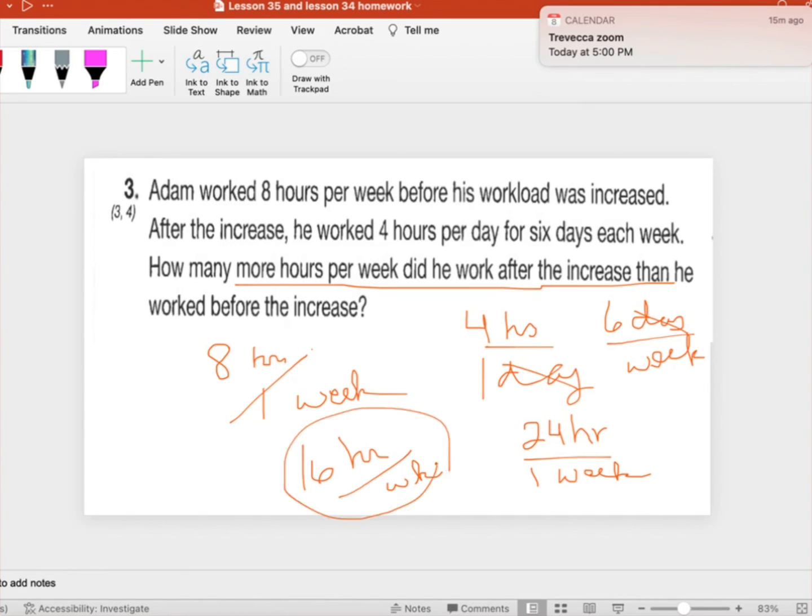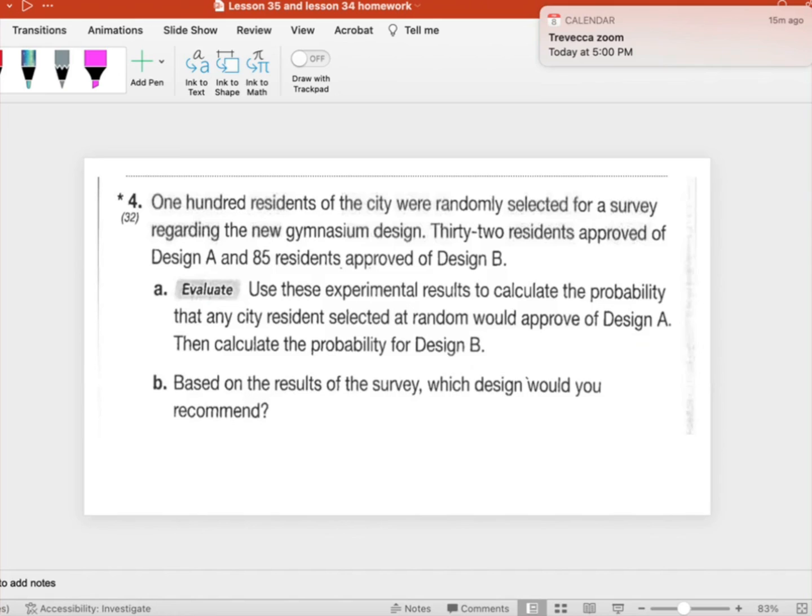Okay, so that's the answer to that one. Number 4, 100 residents of the city were randomly selected for a survey regarding the new gymnasium design. 32 residents approved of Design A, and 85 residents approved of Design B. Use these experimental results to calculate the probability that any city resident selected at random would approve of Design A. Then recalculate the probability for Design B. Based on the results of the survey, which design would you recommend?